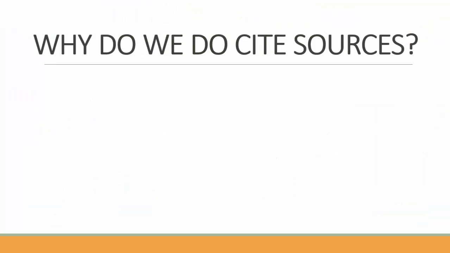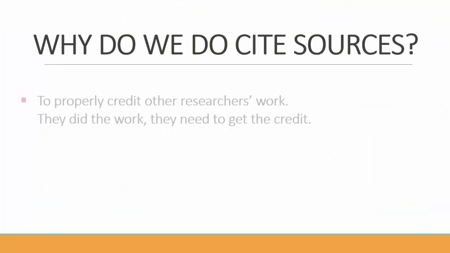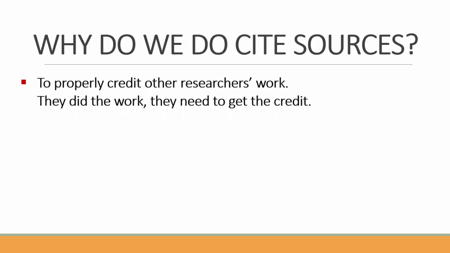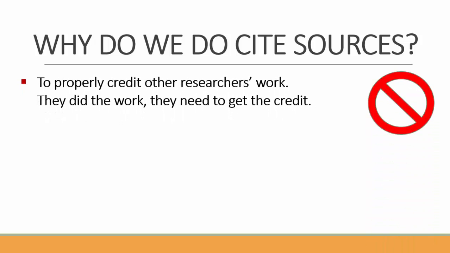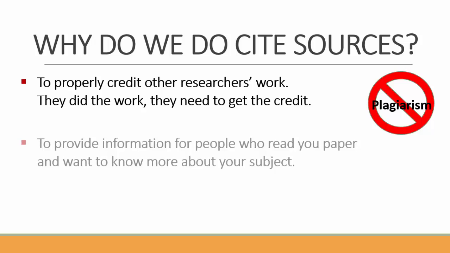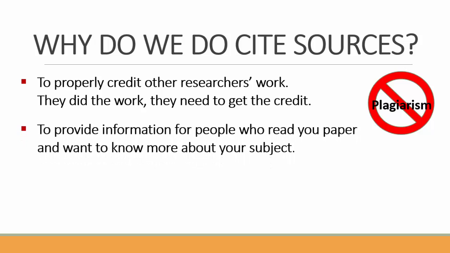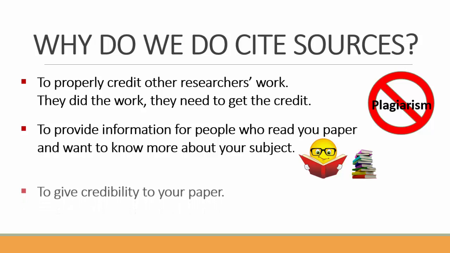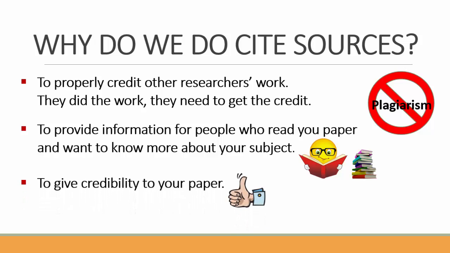Why do we cite our sources? Most importantly, we want to credit other researchers for their work. They did it, and they should get credit for it. Otherwise, we could be guilty of plagiarism. Also, by properly crediting the sources of your information, other people who read your paper and want more information about the topic can read further by checking out your sources. Finally, by including your sources, you can lend credibility to your paper.